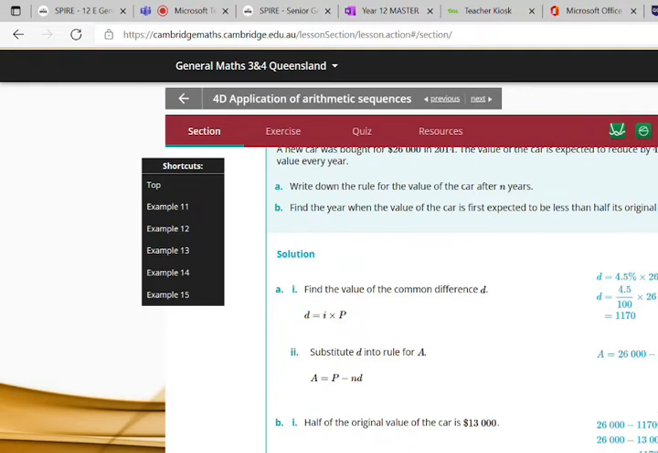Now, I don't like the way they solve this equation. It's fine if you want to solve it that way. They show too few steps. So let's just walk through this one just so that you can remember how to solve the equation. So for the N equation in this case, it's 26,000, your principal, minus your common difference, which was 1170, times your N. We want that to be less than $13,000.